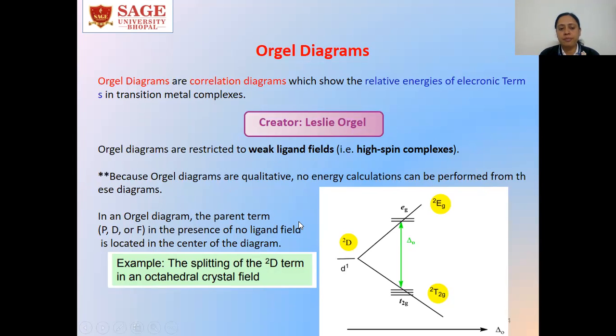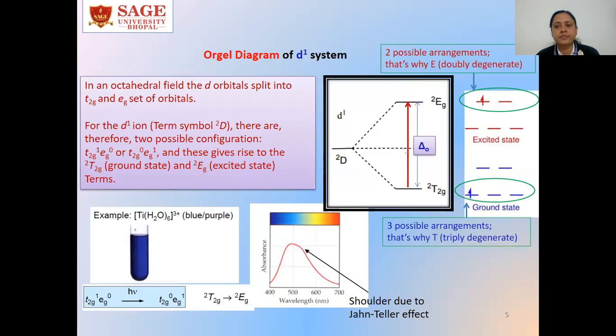In an Orgel diagram, the parent term is written in the middle, in the center of the diagram, like 2D for the d1 case. Then we show the splitting, like we have learned, D will split into T2g and Eg. So these two types of splitting will be shown, and here we have to write the spin multiplicity as 2, then the symbol as 2T2g, and the upper one will be 2Eg. So this is how we present an Orgel diagram. Now we will see what the Orgel diagram will be for d1 to d9 octahedral and tetrahedral complexes.